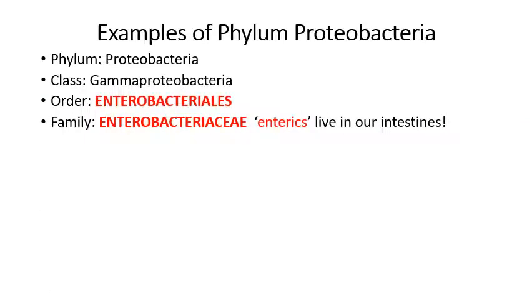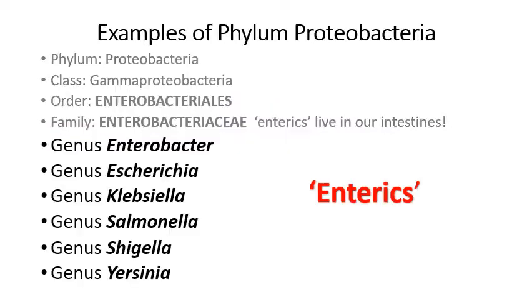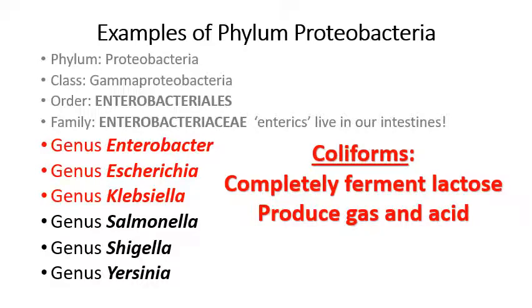All right, so we have the phylum Proteobacteria, the class Gammaproteobacteria, and within the class Gammaproteobacteria we have the order Enterobacterales, and within the order Enterobacterales we have the family Enterobacteriaceae. The family Enterobacteriaceae are the enterics. These are all members of the family Enterobacteriaceae. These three, specifically Enterobacter, Escherichia, and Klebsiella, ferment lactose.